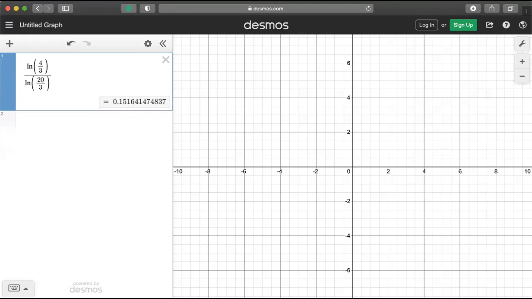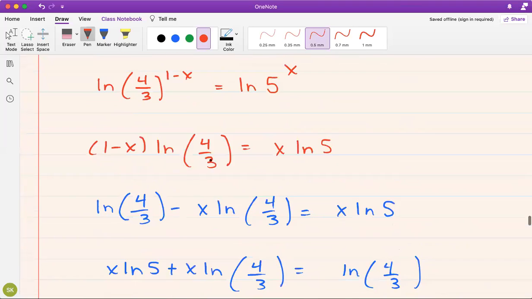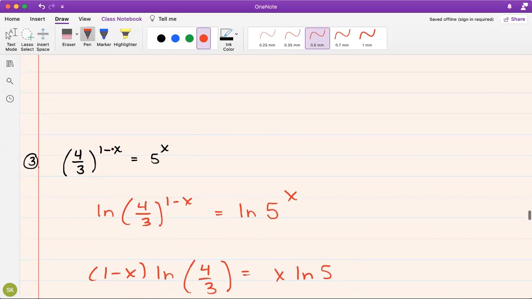And then let's see what our original problem was. So let me go back. So let's see if we put 0.15 into here. So I'm going to write this out. 4/3 to the 1 minus x is equal to 5 to the x. Let's see if the left-hand side will equal the right-hand side. So we're going to do this in the calculator.